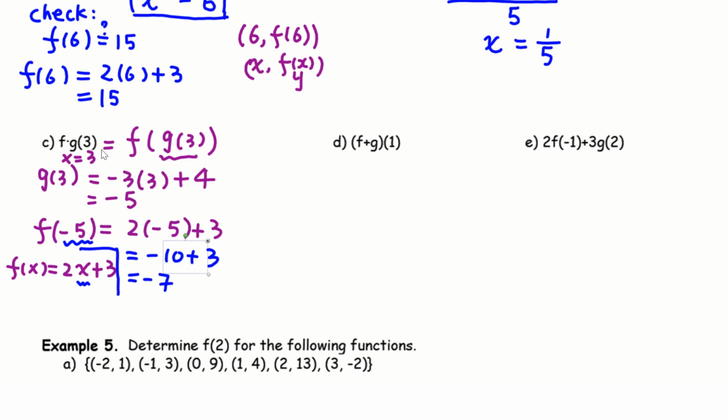And this one is f at g at 3. So g at 3 is replaced with negative 5. Then we substitute x equals negative 5 into f at x. Next, f plus g, then 1. So this one is a combination of functions f plus g.